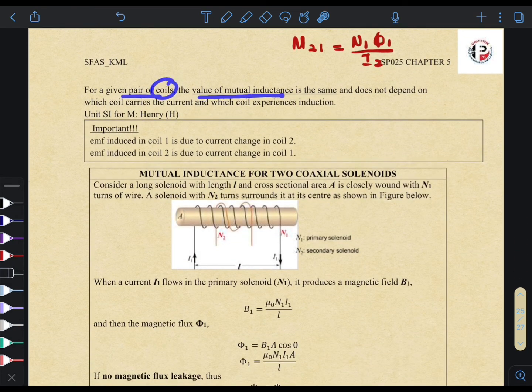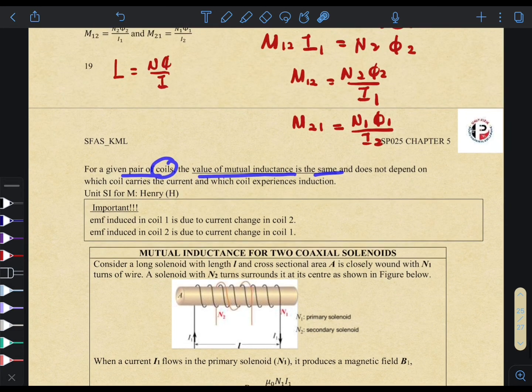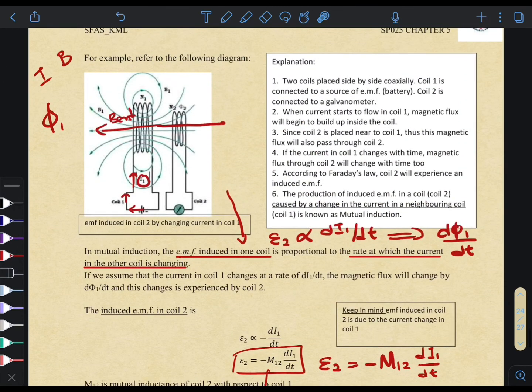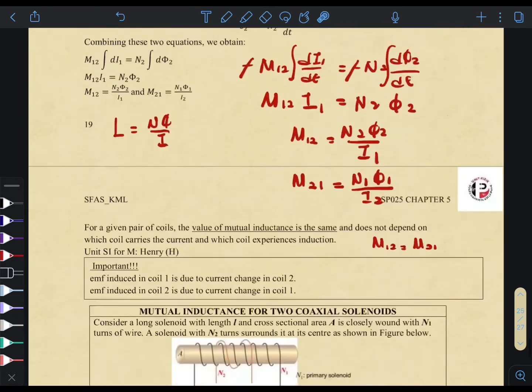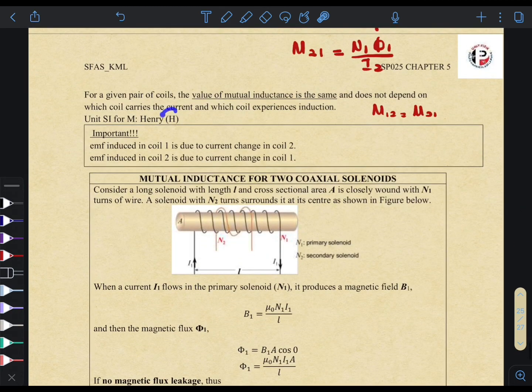Okay, so for a given pair of coil, the value of mutual inductance is the same. So basically nilai mereka akan sama and does not depends on which coil carries the current and which coil experience the induction. So it doesn't matter sebab dia punya proses adalah vice versa. Okay, so the M12 sama saja dengan M21. So it doesn't matter siapa yang carry current, siapa yang akan experience the induction. They still produce the same mutual inductance. Sebab tu nama dia adalah mutual induction. Okay, dia adalah mutual induction. So you're going to experience them mutually.